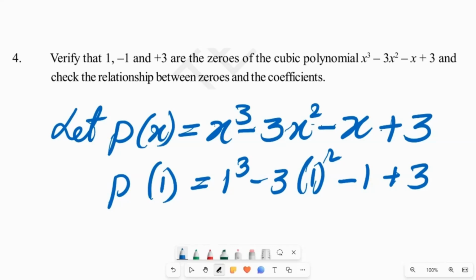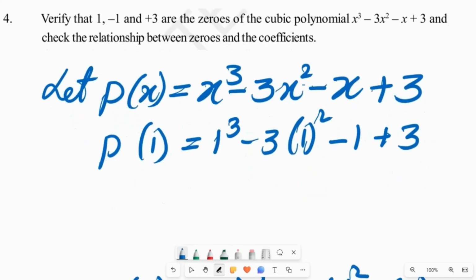And to check if the given numbers are the zeros of the polynomial or not, we substitute the values in x, and if we get the value as 0, then it is a zero of the polynomial, otherwise it is not. So to check if 1 is the zero of the cubic polynomial or not, substitute x equal to 1.